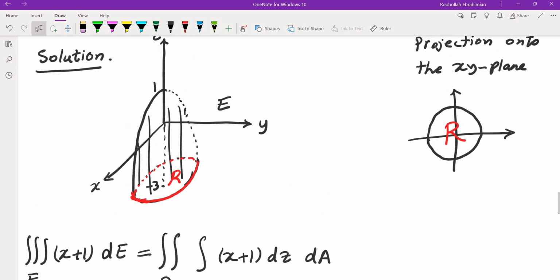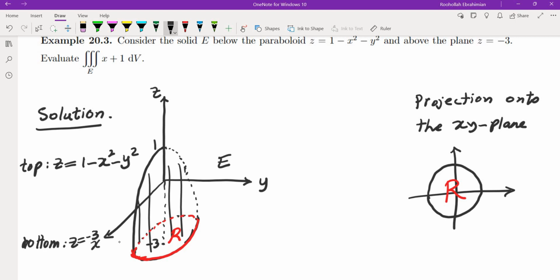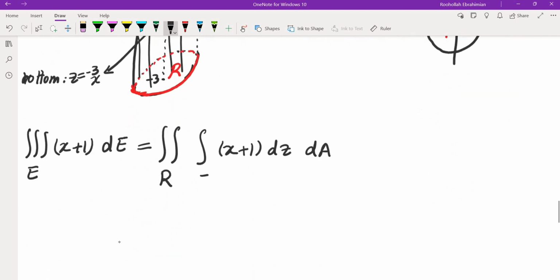So for that, we need to figure out what's the top and what's the bottom of this solid. The top is the paraboloid, which is 1 minus x squared minus y squared. So the top is z equals that. What is the bottom? The bottom is z equals negative 3. So the bottom is negative 3. The top is 1 minus x squared minus y squared.